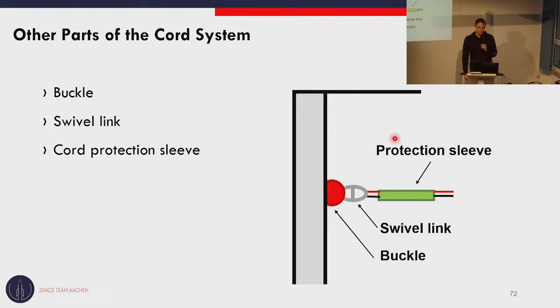A few other parts of the cord system include the protection sleeve. It is used in the lower part so that the cords don't rub on the sharp carbon fiber tube. Swivel links prevent the twisting of the ropes so that they can rotate freely, and the buckles attach the cord system to the body tube and the nose cone.